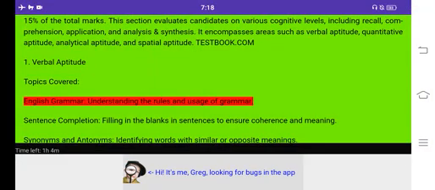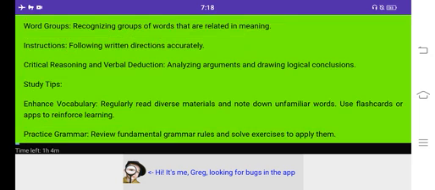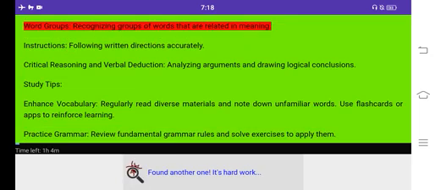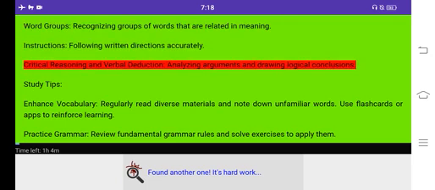Topics covered. English grammar, understanding the rules and usage of grammar. Sentence completion, filling in the blanks in sentences to ensure coherence and meaning. Synonyms and antonyms, identifying words with similar or opposite meanings. Word groups, recognizing groups of words that are related in meaning. Instructions, following written directions accurately. Critical reasoning and verbal deduction, analyzing arguments and drawing logical conclusions.